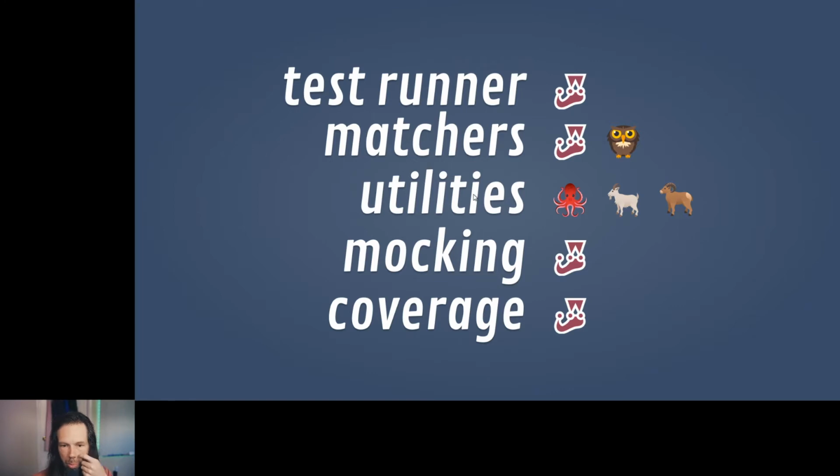The utilities are going to be things like queries, so finding elements in the DOM. How do I find the button I want to click? Another utility is how do I actually click on the thing? So I fire an event when I want to click on a button in the DOM. The octopus is the DOM testing library, and then we've got the React testing library, which is this goat here. That's the icon they use to represent themselves, and that is going to provide utilities that are specifically about mounting and rendering components.